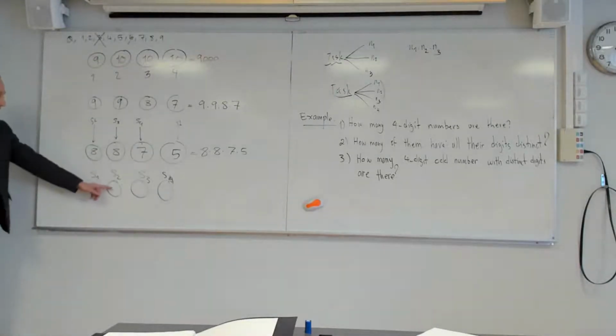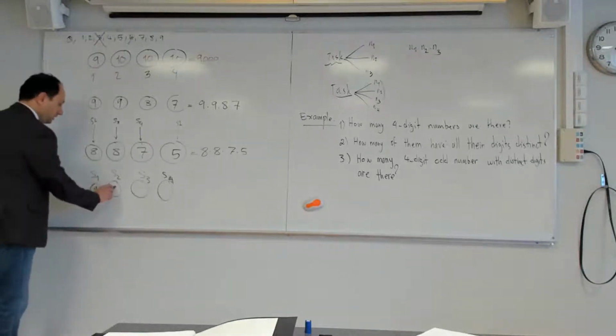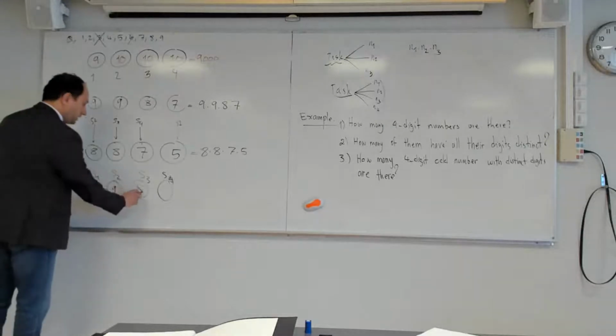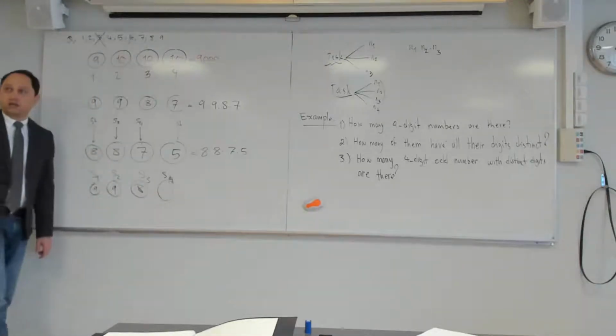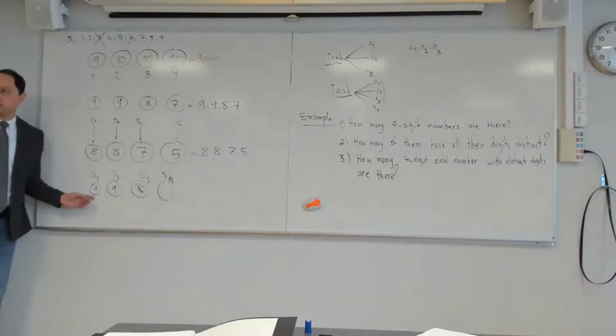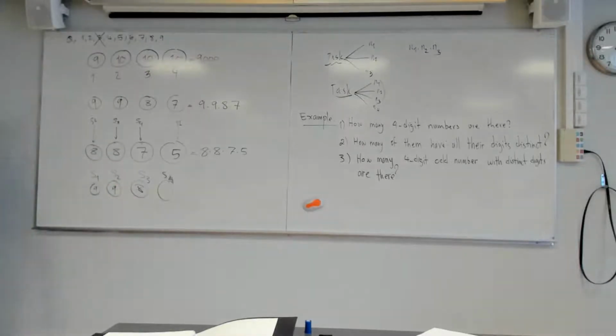But how many options are available here? 9. Okay, it seems 9. How many options are available here? 8. But can I say how many options are available here now? It depends on which numbers have been chosen here. So this means that the natural order is not good for counting. It's good for writing, but not for counting. So this does not work.